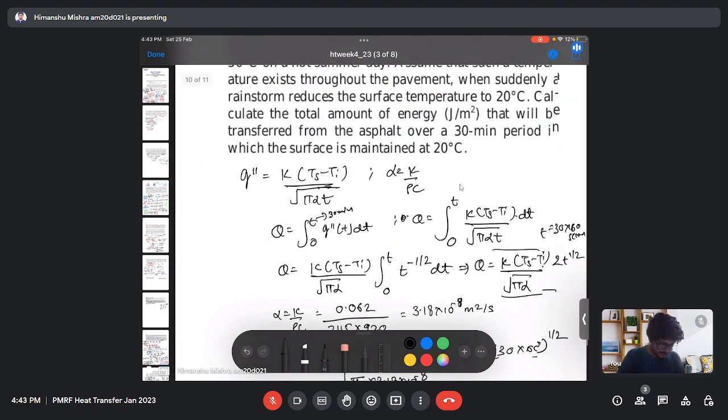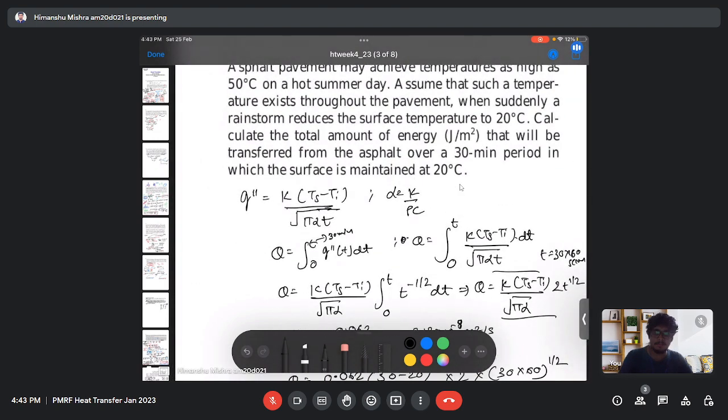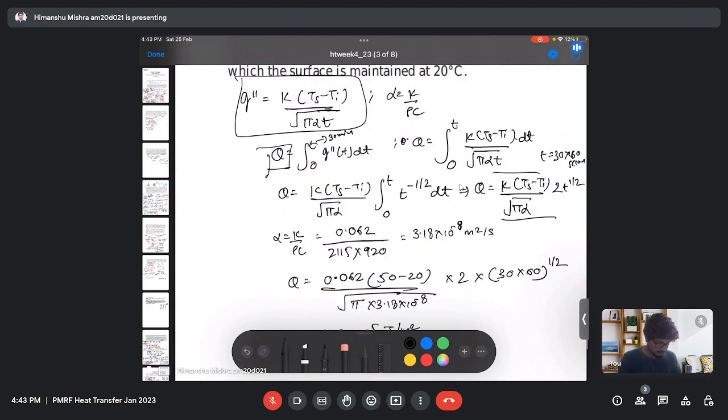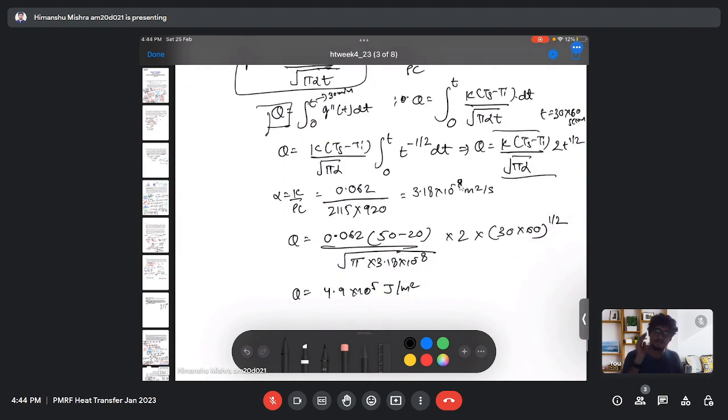So here in this question again, we treated the body as a semi-infinite body. So we use the same expression, but in the question they asked to find the total heat transfer over the entire 30-minute period. So we integrate from time equals 0 to time equals 30 minutes to calculate the overall heat transfer over that period. Any doubt in this question?